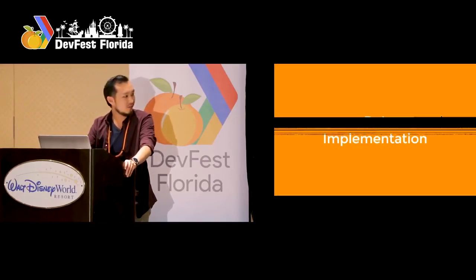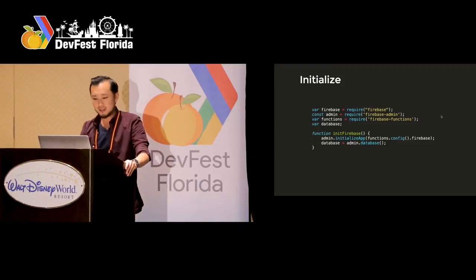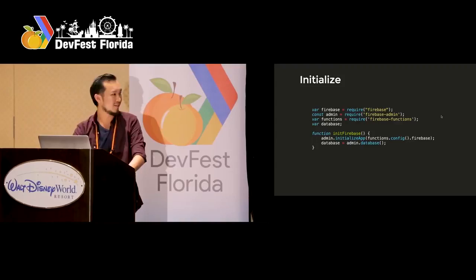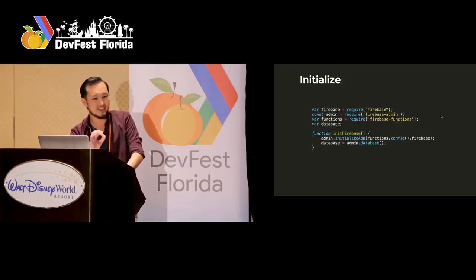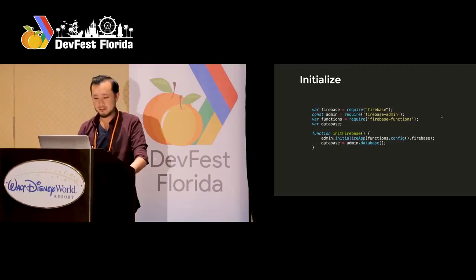So let's actually look into how the bot is implemented. This is how you initialize all the code. The main point of this is to just point out that it's really easy to connect Firebase functions with its other services, like the database. Very minimal code to do that.